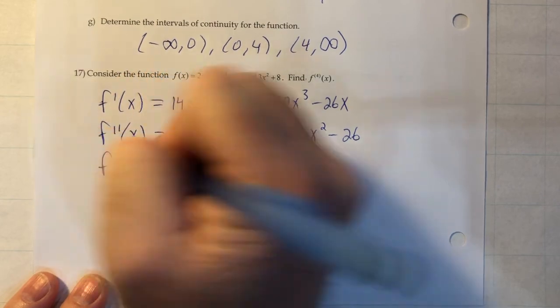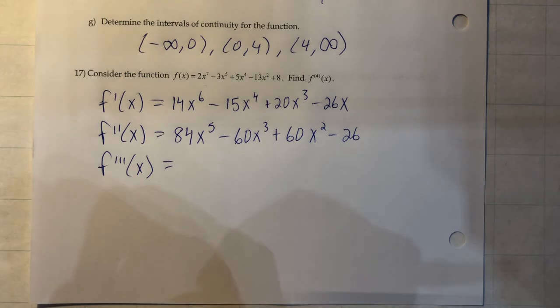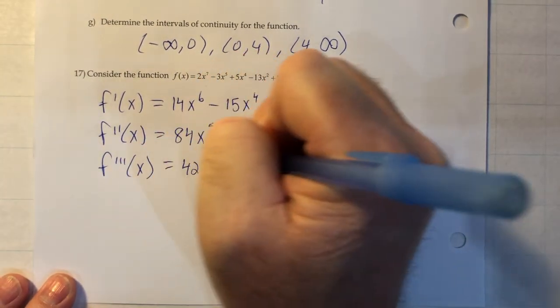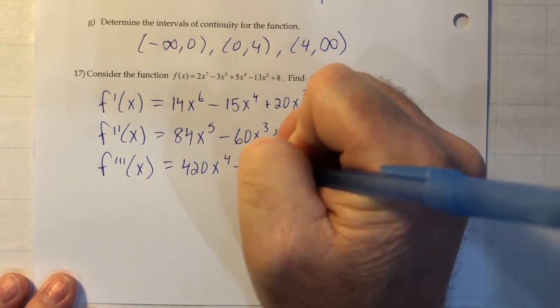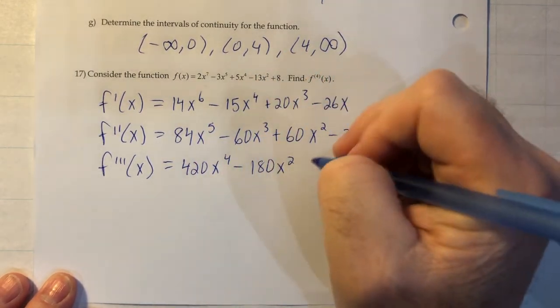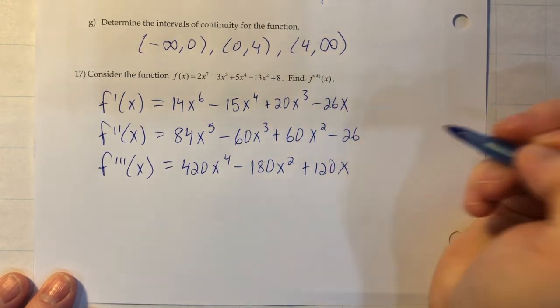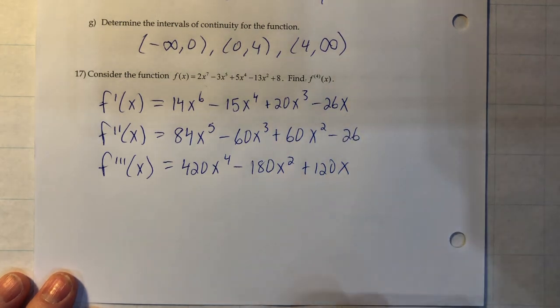Third derivative, take the derivative of the second derivative. So 5 times 84, I believe that's 420, yep. Subtract 1 from the power. 3 times 60 would be minus 180. Subtract 1 from the power. 2 times 60 is 120. Subtract 1 from the power, and the derivative of a constant is 0, so that goes away.